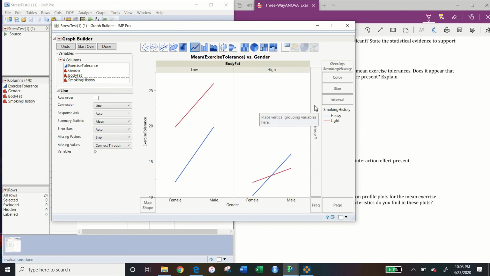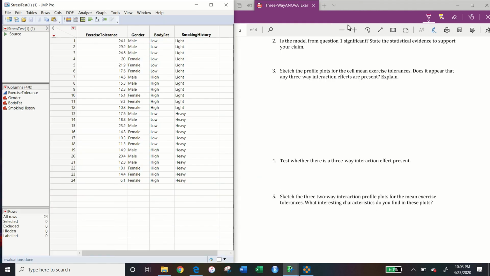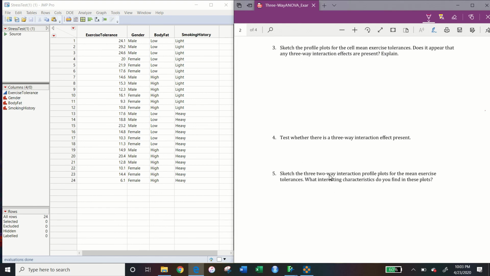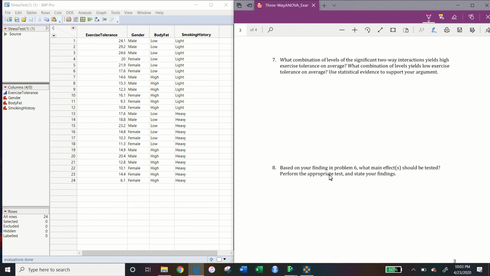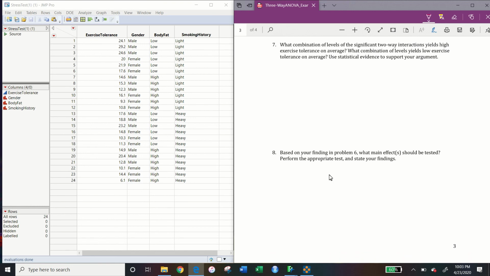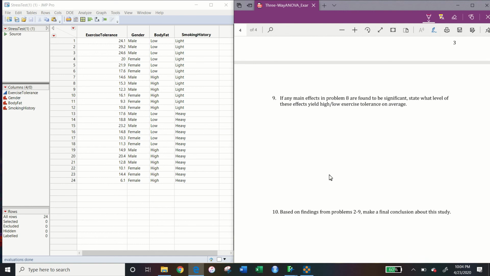So this is how we're going to do it for your profile plots. Drag and drop, keep the exercise tolerance on your y-axis, and then you can manipulate your predictors on the x-axis, the overlay, and the wrap function. Okay, so those should be all the JMP skills you need for this homework. Let me just double check. Profile plots, effects test, main effects, yes. So it looks like we're good.